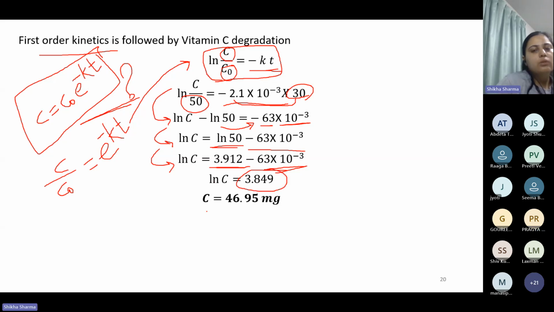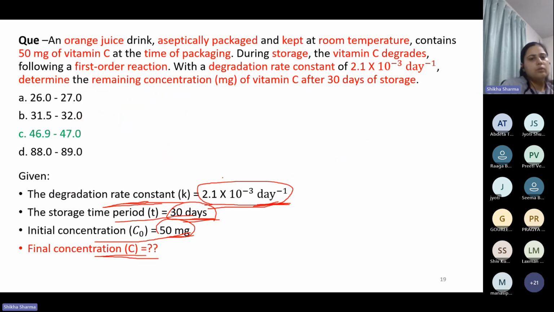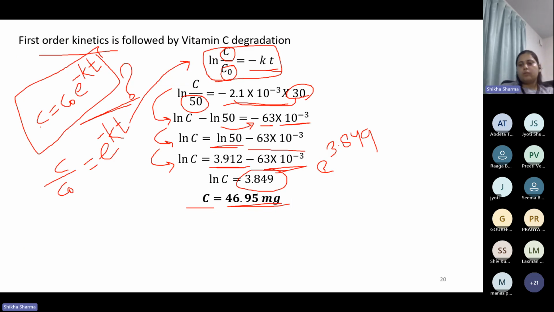So C equals e to the power 3.849, which is C equals 46.95 mg. So option C is in our range, so option C is correct. Is this question clear to all? Yes, ma'am. Okay, thank you.